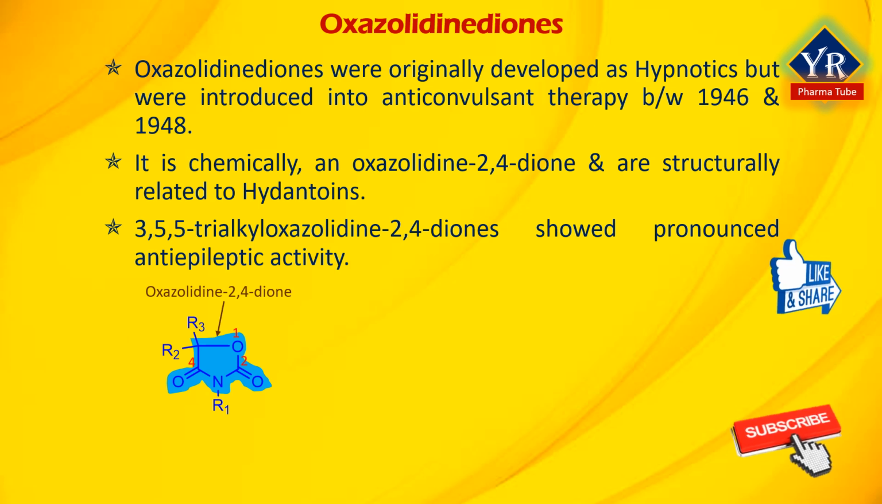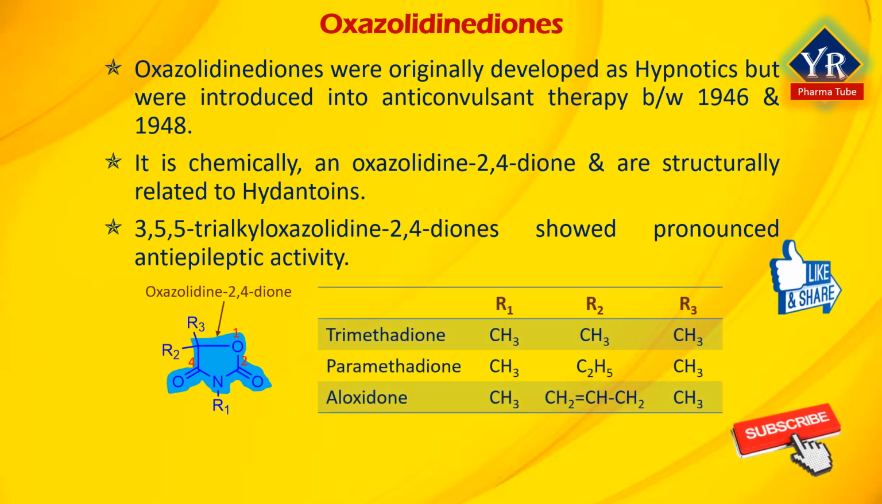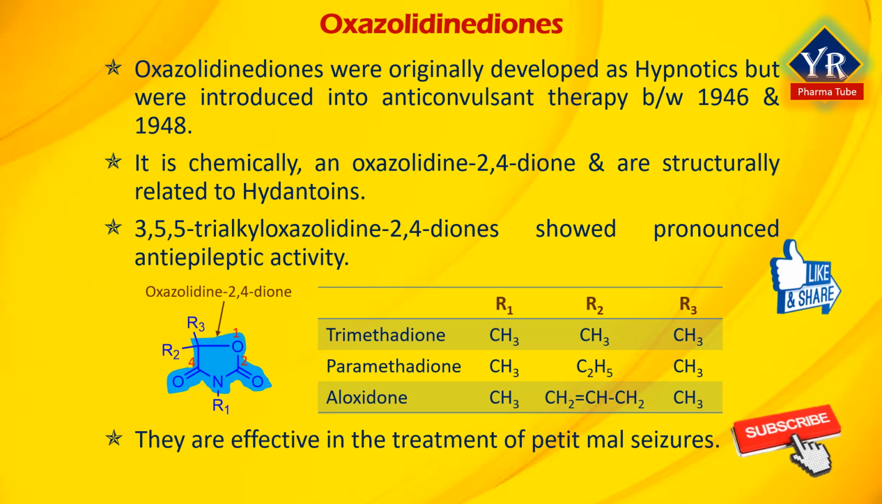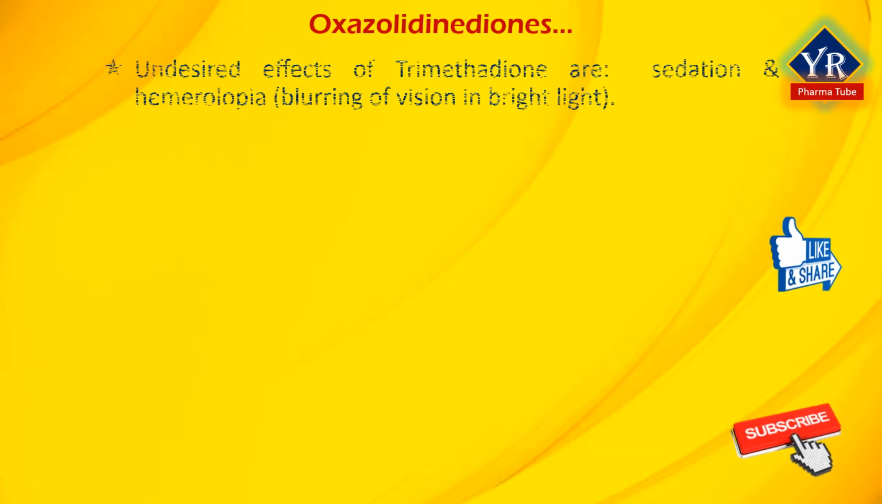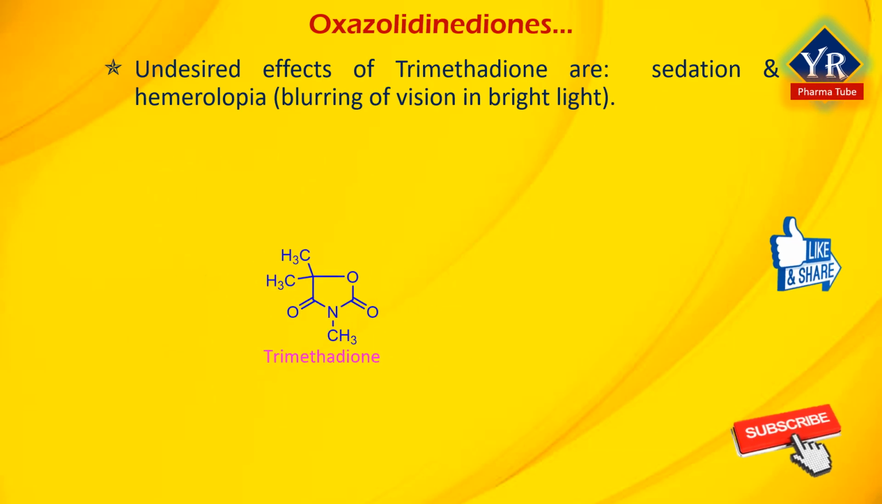3,5,5-trialkyl oxazolidine 2,4-diones, first tested as hypnotics, showed pronounced anti-epileptic activity. Trimethadione, paramethadione, and allyl methyl oxazolidinedione, that is aloxidone, are the clinically used drugs from this class. They are effective in the treatment of petit-mal seizures, but if used alone, they are ineffective against other types of epilepsy. The most common undesired effects of trimethadione are sedation and hemeralopia, which is blurring of vision in bright light.